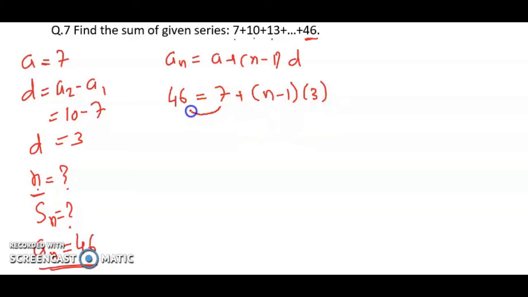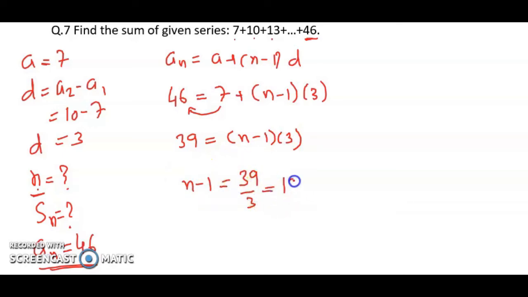The 7 will go to this side, so 46 minus 7 will be 39, equal to (n minus 1) multiplied by 3. So we get n minus 1 equal to 39 divided by 3, that is 13. So we get n equal to 13 plus 1, that is 14. So there are a total of 14 terms in this series. So here we will find the sum of 14 terms.